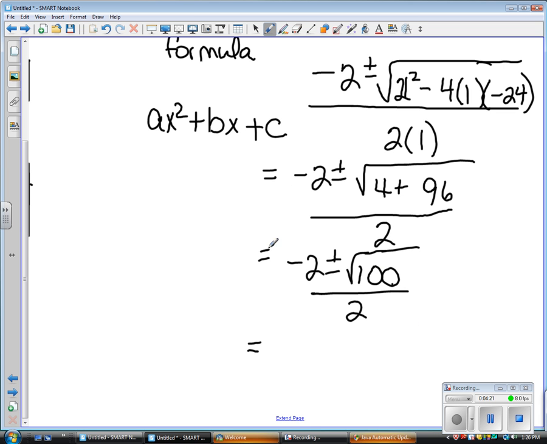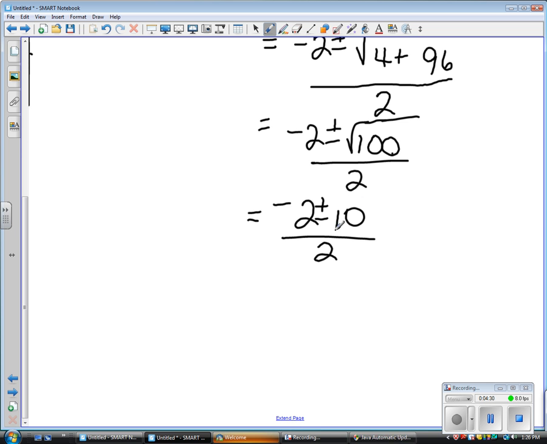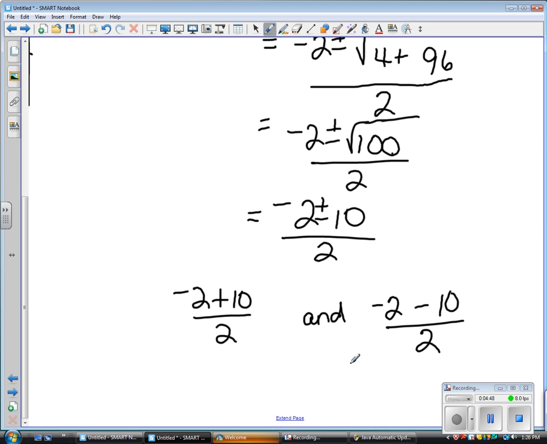So from here, let's take the square root of 100. What is the square root of 100? 10. So I have that. Everybody see what I did? I just pulled out the square root of 100. Now, from here, I have two problems. I have negative 2 plus 10 divided by 2, and I have negative 2 minus 10 over 2. Did everybody see how I broke out two problems? And I do the math.